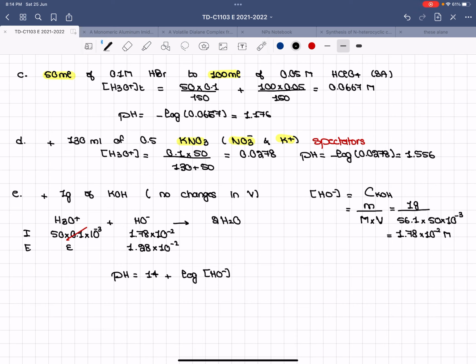I don't think this is correct, by the way. Repeat this calculation, okay? Simply repeat this calculation because I think 1.78 is not accurate. And you can find the pH. And that's it. Part E, I don't think there's another part. Good.